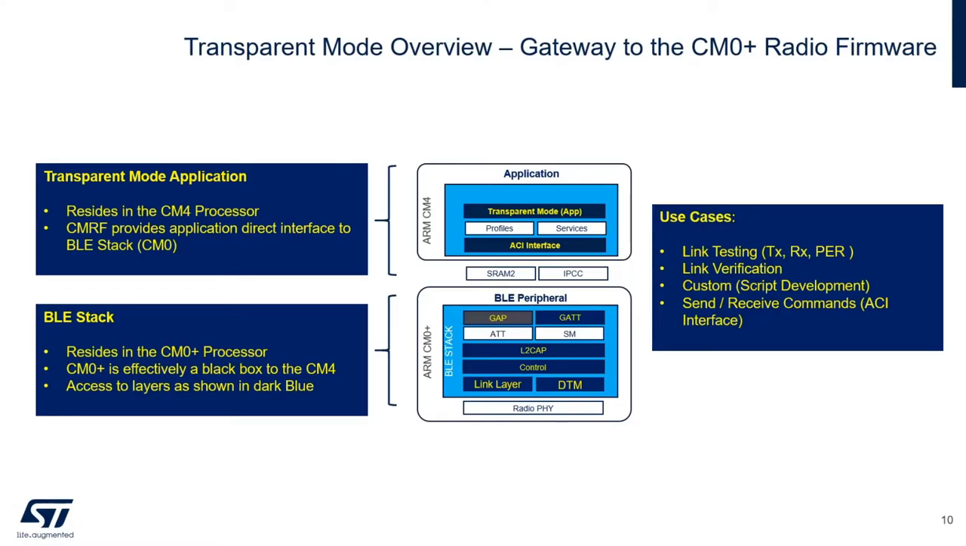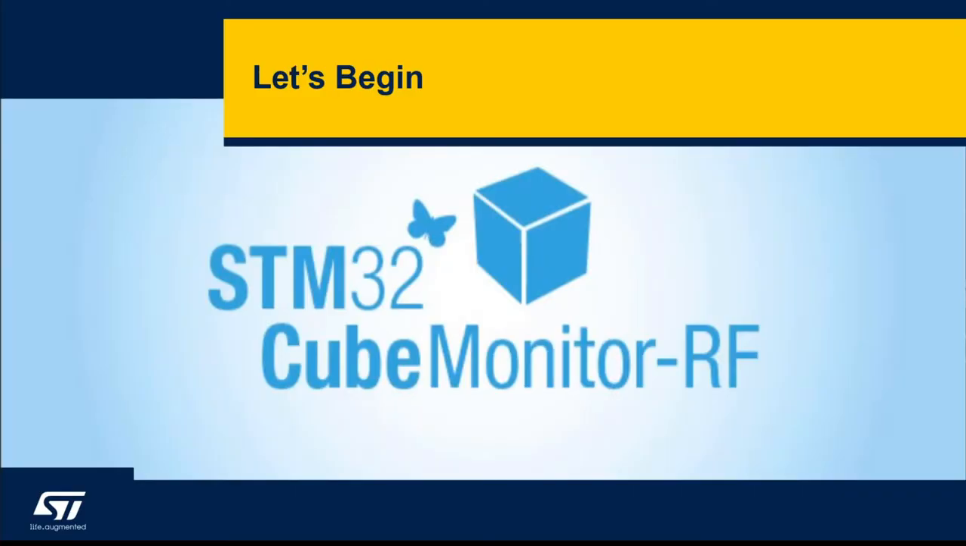The STM32WB comprises two processors, a Cortex M0 Plus core and a Cortex M4 core. The Cortex M0 Plus houses the Bluetooth low energy radio as well as the BLE stack in binary form. Essentially, from the point of view of operation, the M0 Plus represents a black box to the outside world. The M4, operating with the transparent mode application, provides the interface mechanism for which commands can be sent to and received from the M0 Plus BLE core. This then provides the ability to perform link testing, link verification, direct commands in the form of send-receive sequences through the HCI interface. Let's begin.